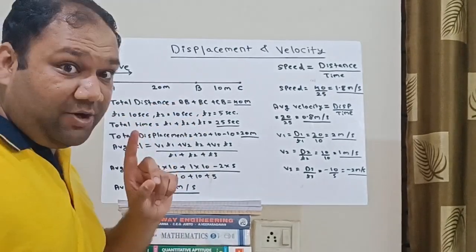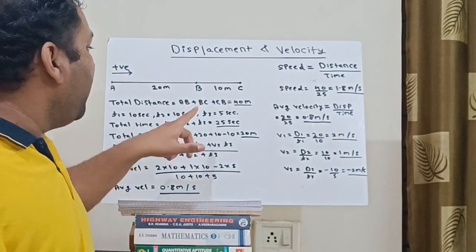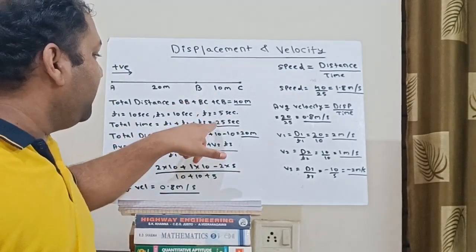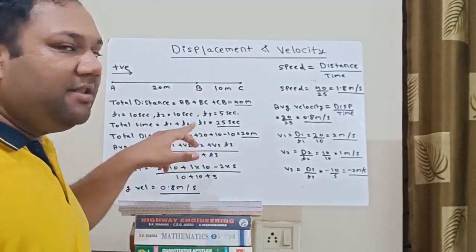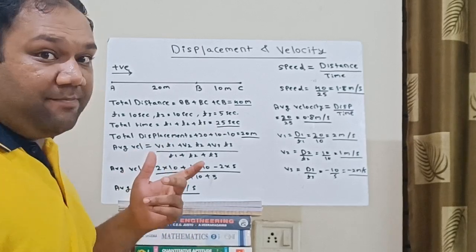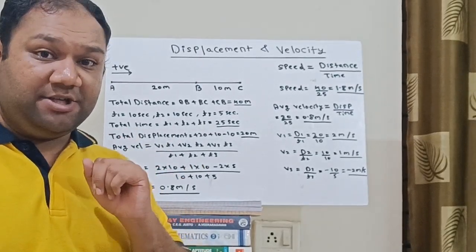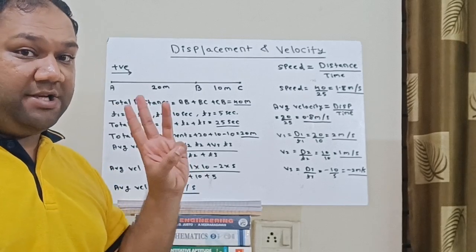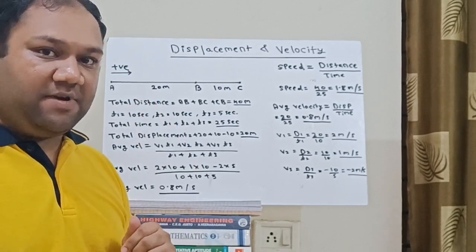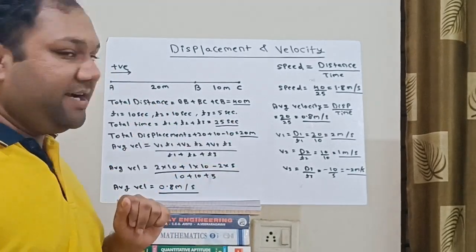Now suppose the time taken by the object to travel from A to B is T1, that is 10 seconds, B to C is T2, again 10 seconds, and C to B is T3, 5 seconds. We have taken this as an assumption, okay, for the example purpose. So the total time taken by the object to complete its journey is T1 plus T2 plus T3, that is 10 plus 10 plus 5 is equal to 25 seconds.